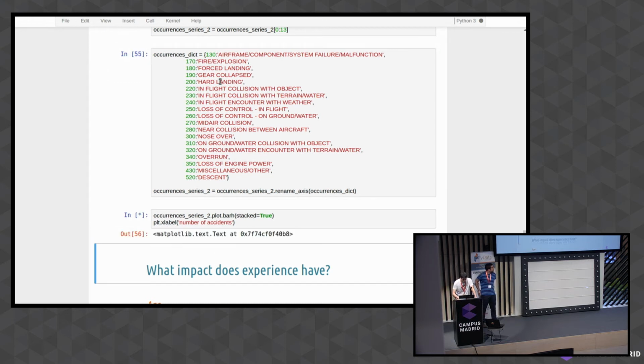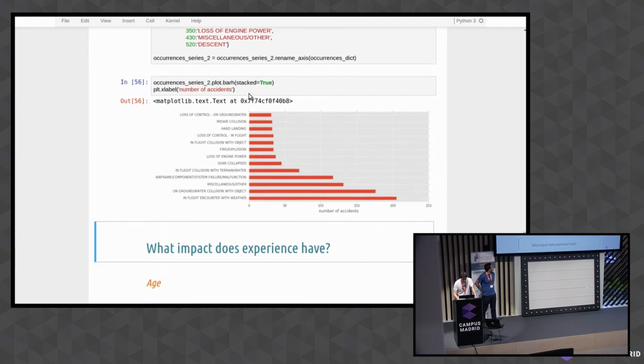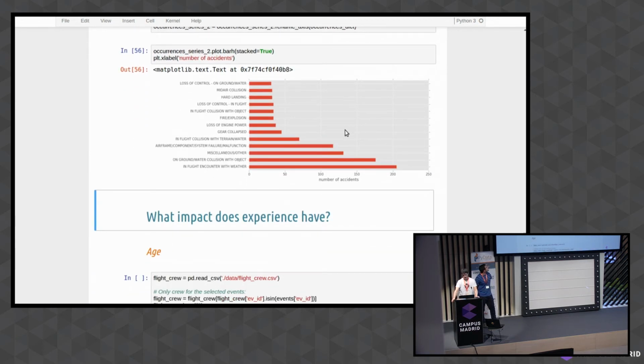So once we have these occurrences here, we again plot the number of accidents, the number of times it appears. Again, it's not the main cause. It's just that this happened. And we find that encounters with bad weather or unexpected weather for that flight phase are present in many, many accidents. Also collision with objects, even on ground. This is what I was talking about at the beginning. We have also collision in flight, which is less common, fire, explosions, loss of engine power, okay?